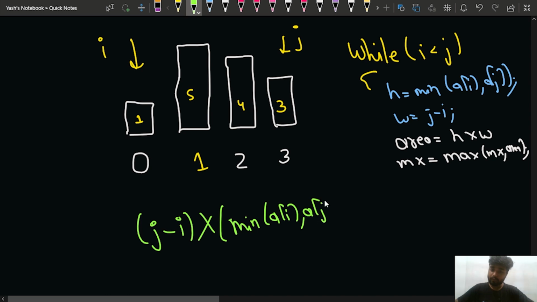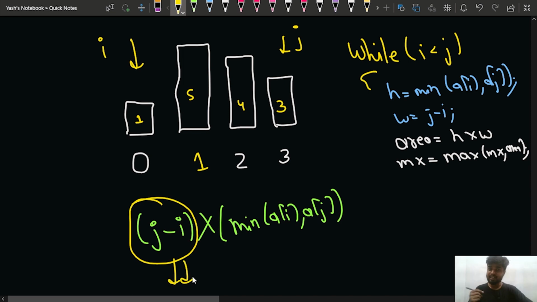So in this case, I can observe that if I either keep I plus plus or keep j minus minus, they both will come inside. When they come close to each other, this factor j minus I is going to decrease for sure. But is that the only thing? Because if you observe, which pointer should I move?